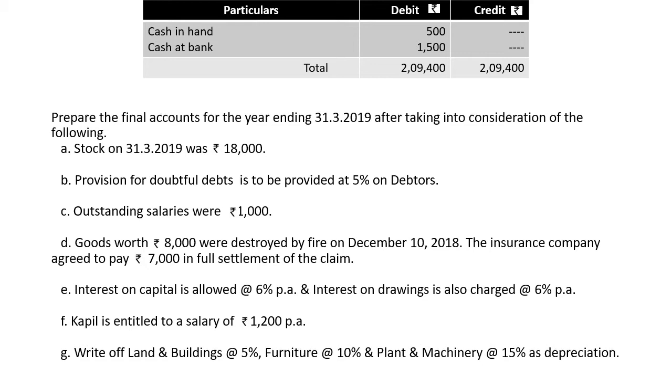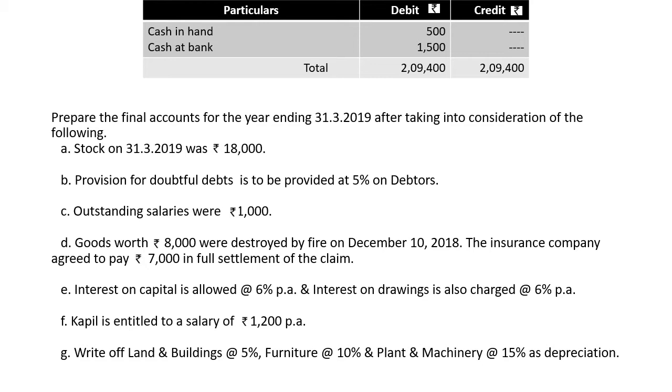Okay. Next, interest on capital is 6%, interest on drawings also 6%. So it is related to partners. So these items can be written in the profit and loss appropriation account as well as the partners' capital or current account. Next, Kapil's salary entitled rupees 1,200. So this is also related to partners. So it can also be posted to the profit and loss appropriation account and the partners' current account.